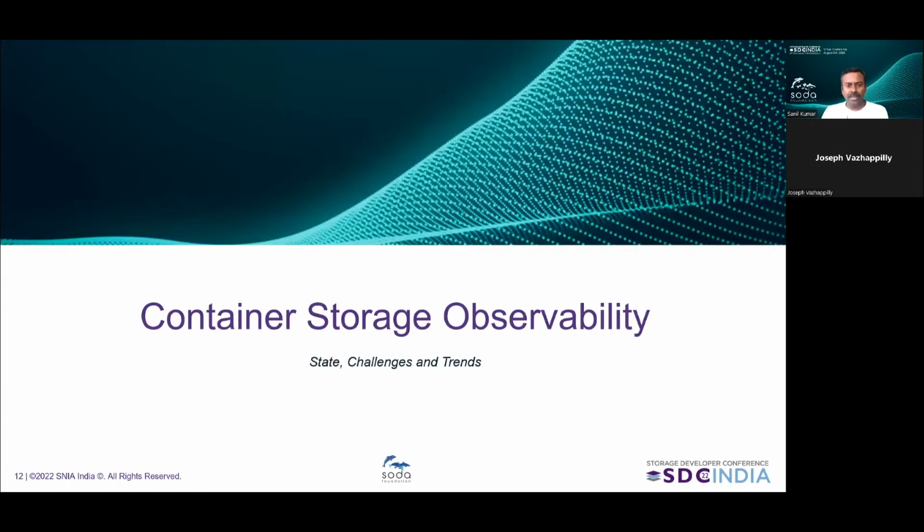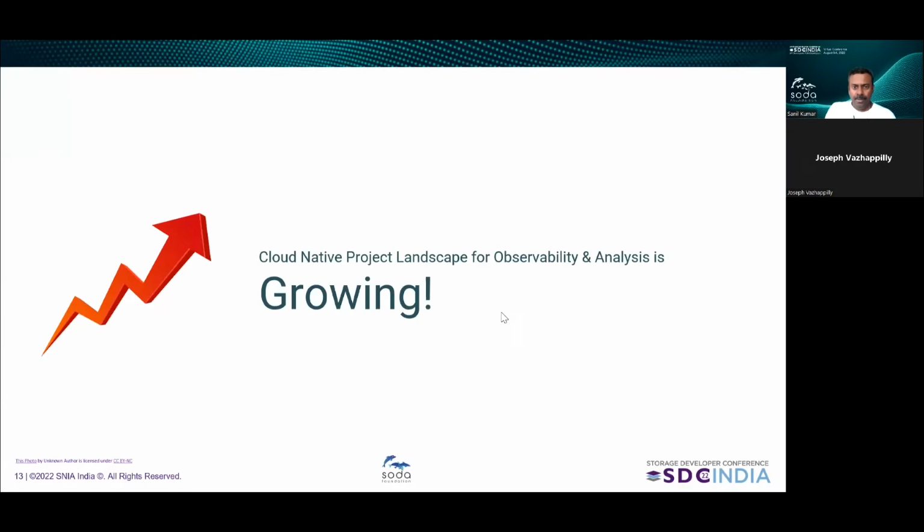Now we'll see how container storage observability is shaping up. Quickly we will see what's happening, just to scare you, and then we will move on to what we have. If you see the cloud native project landscape as a whole, it is really growing, because most multi-cloud or distributed systems are moving more toward cloud native. So the landscape of cloud native projects has been growing, and hence so have observability and analysis.